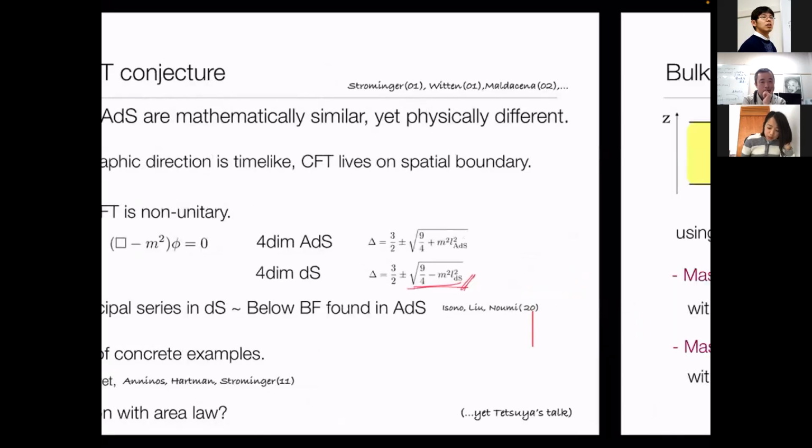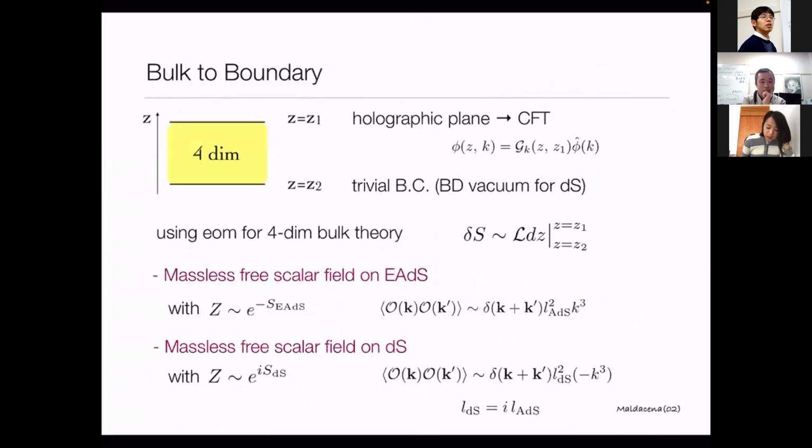However, we can still find the necessary building blocks to expect the duality also in AdS, and actually we can consistently calculate the correlators. Let me show that. First, let me talk about computing the boundary correlators from bulk physics.